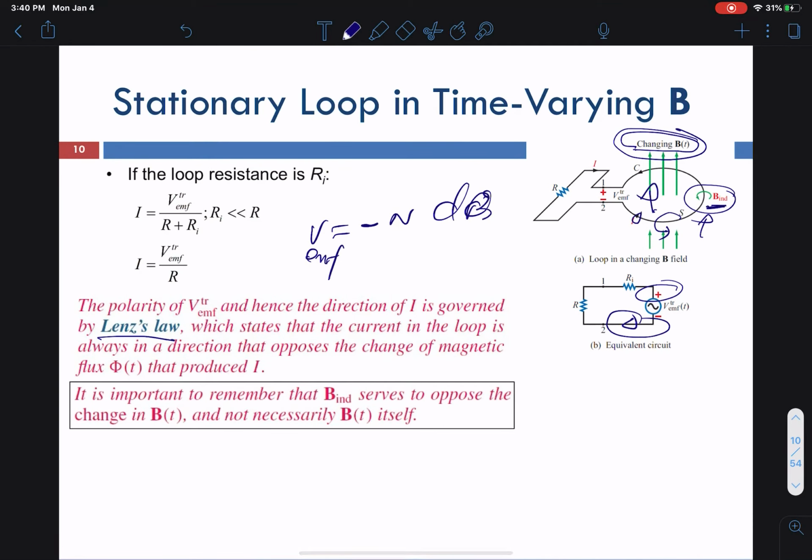dB/dt. That's the negative sign. So the current direction and your polarity is opposite to the current. That's why there's a negative sign over here. All right. Again, B induced does not oppose B_T itself. It opposes the change in B_T.